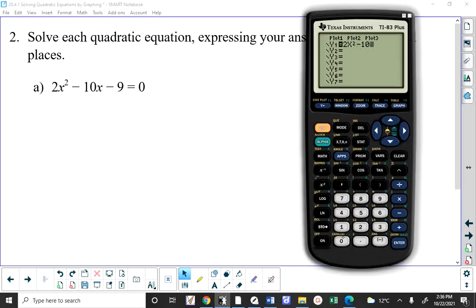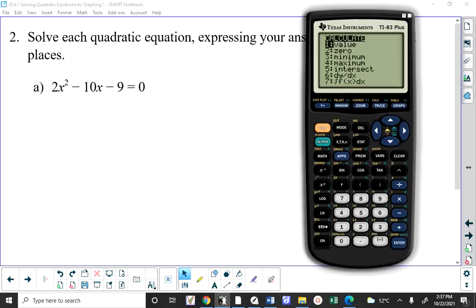Minus 10x, minus 9. Let's go zoom 6 because we had that zoom box thing going on. I'm going to adjust my window settings. I'm not too happy with those really steep lines. I'm going to shave off the left and right side that's not being used, and I'm going to decrease my negative y value to a more negative number. Let's go negative 3 to 8, and we'll go negative 30. I don't know. That's pretty good.